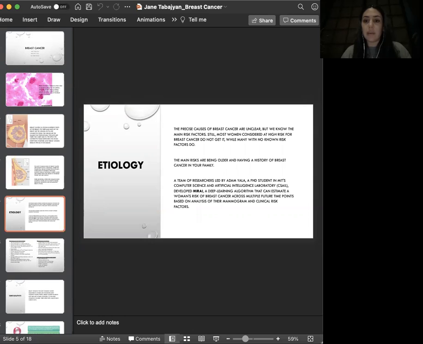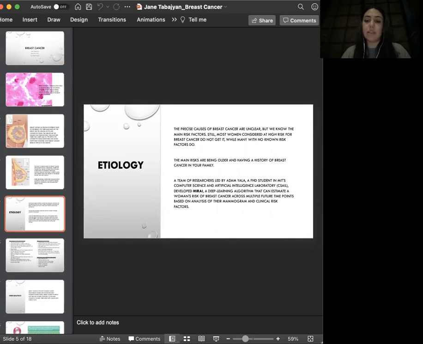Now I will be talking about the etiology of breast cancer. We know the main risk factors of breast cancer, yet the precise cause of the disease is still unclear. Oddly enough, most women that are considered high risk for breast cancer do not get it, while many with no risk factors do. The two main risks of breast cancer are known to be age and family history.